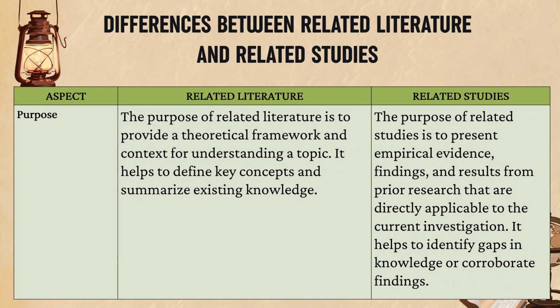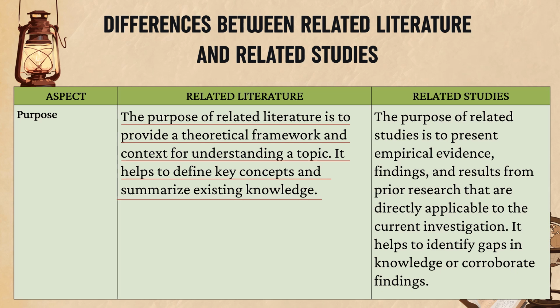The purpose of related literature is to provide a theoretical framework and context for understanding a topic. It helps to define key concepts and summarize existing knowledge. When we read related literature, we can learn what other people have discovered about our topic. This helps us know what is already known and what we might need to investigate further.